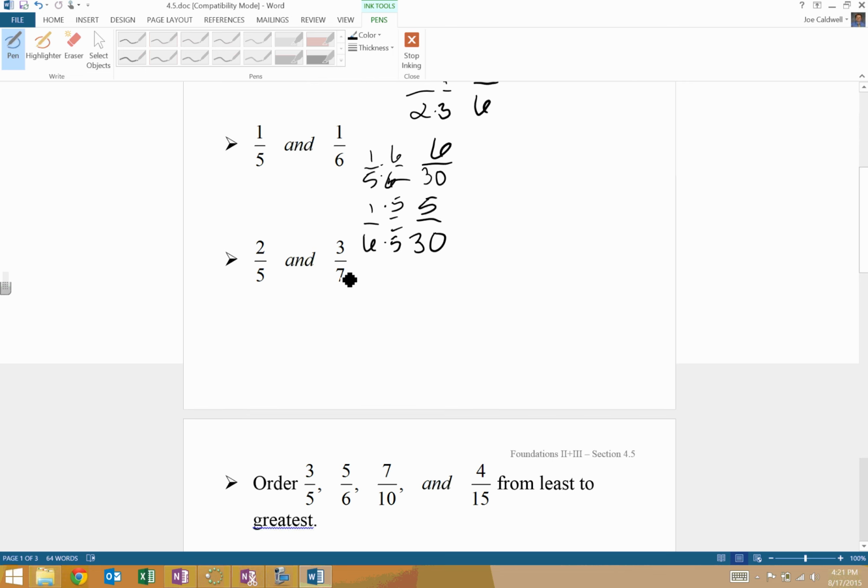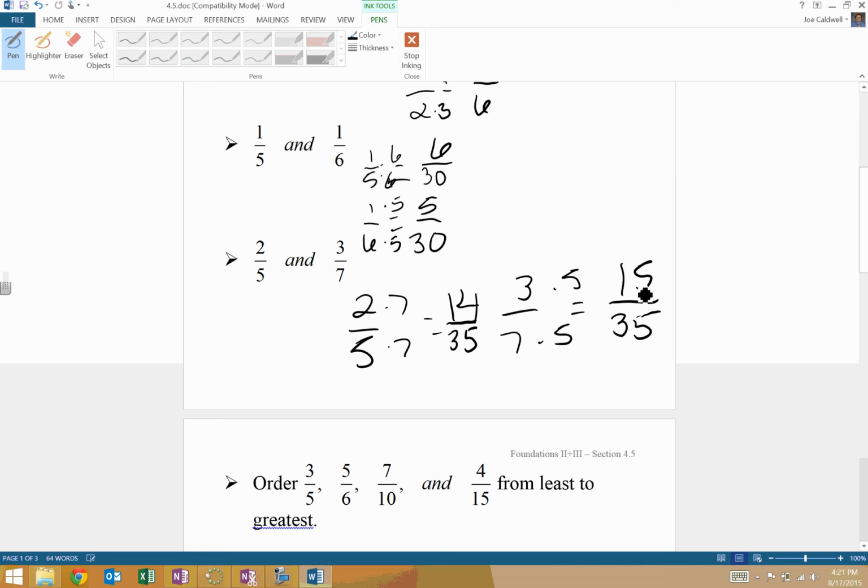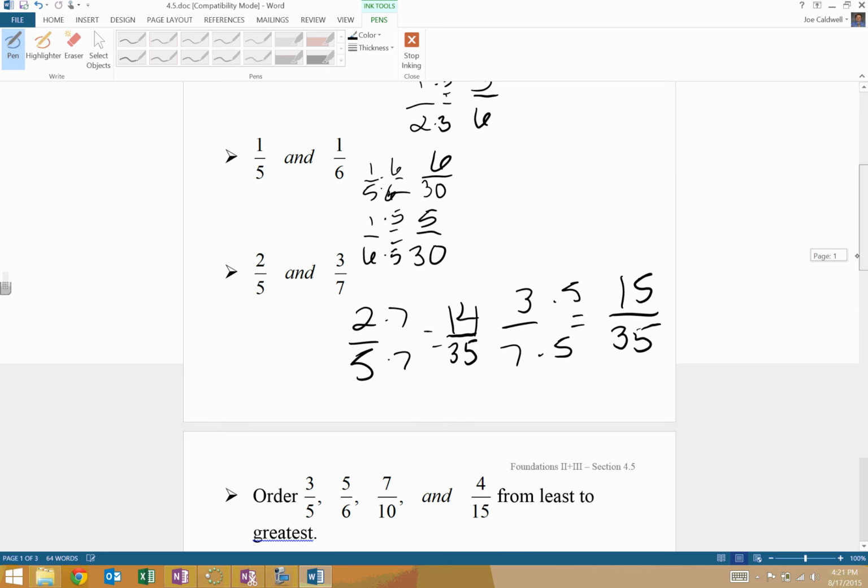And another one here. 2/5 and 3/7. Again, it just so happened in these examples that the common denominator is just multiplying both of them together. Not always the case. 5 times 7, 7 times 2. Whatever you do to the top, you have to do to the bottom. Okay, so we can do this.